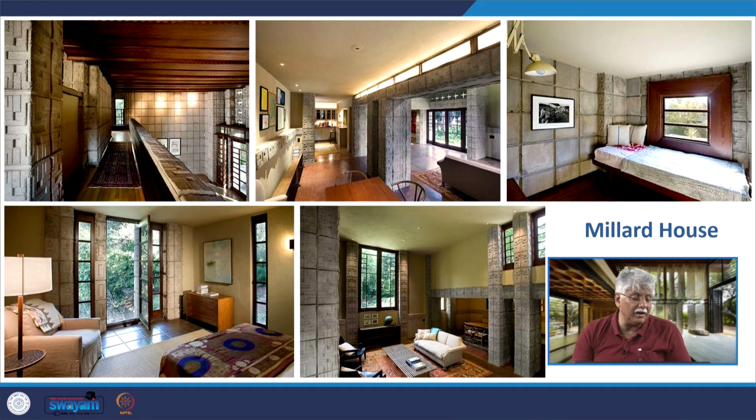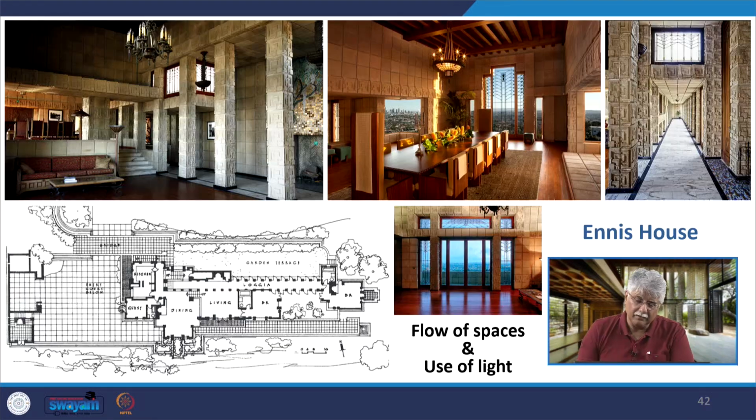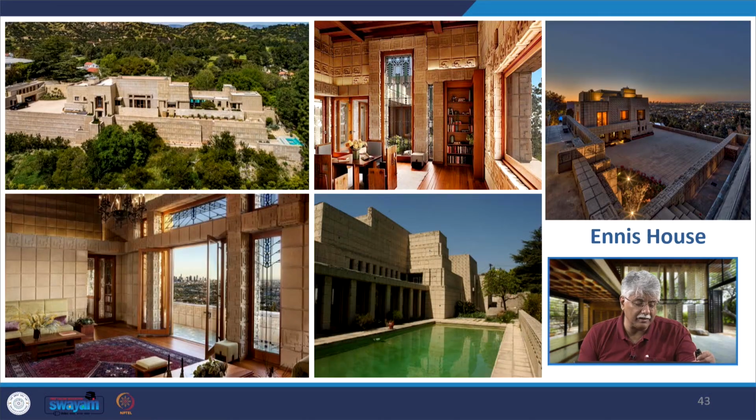And then in the Millard house, look at the way in which the entire house has been organized. On one hand you have the rough surface, on the other hand you have a perfectly normal bed. Everything seems to be a part of this. It is done very beautifully in a very orderly manner, really making a wonderful statement about Wright's architecture. Then the Enos house, the massive house, and flow of spaces and use of light here also. This is again the Enos house.